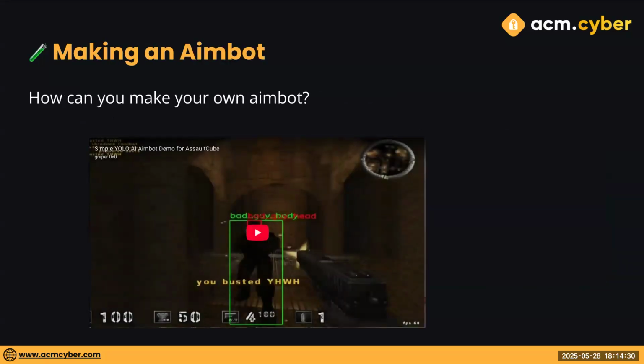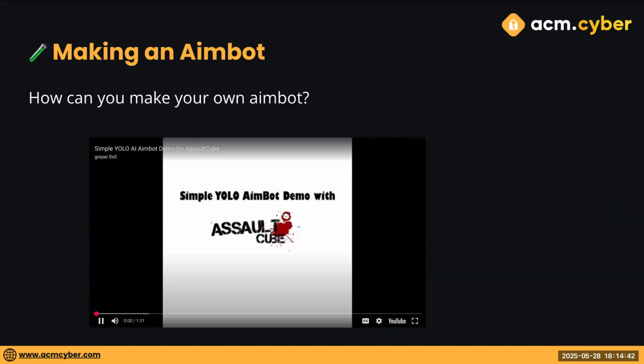So can we make an aimbot? Yes, you can. Please do not do anything illegal, but go for it if you want. Just don't blame me. So you can make your own aimbot. Woohoo!